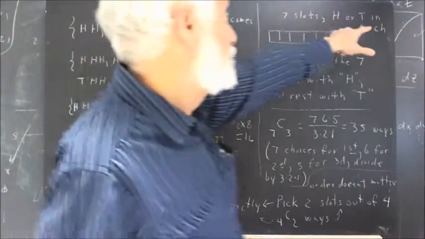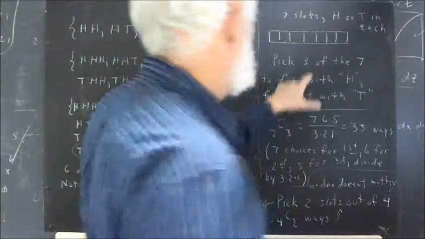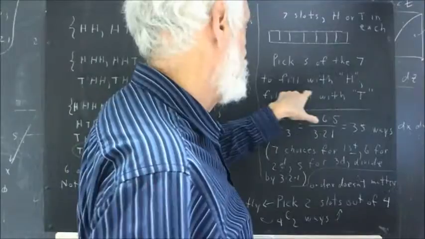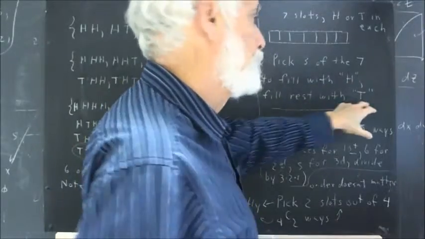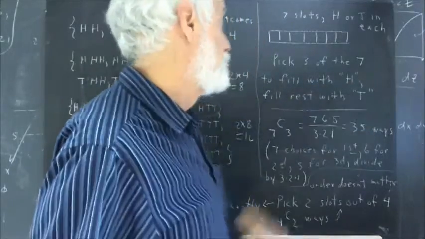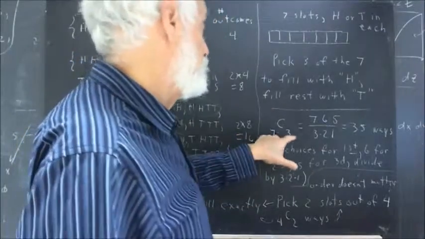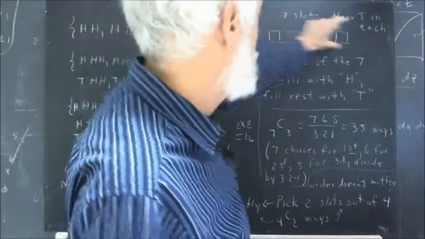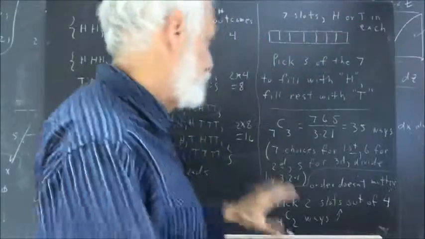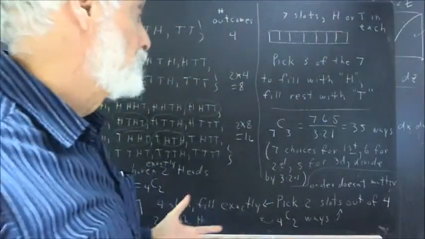Okay, now there are 7 slots with a head or tail in each. We want to pick 3 of the 7 slots to fill with a head. And of course, we'll fill the rest with tails. How many ways are there to do that? Well, the number of ways is the number of combinations of 3 out of 7. We're picking 3 slots out of 7. And the order in which we pick the 3 doesn't matter.